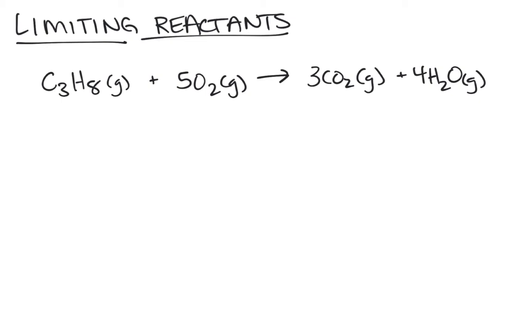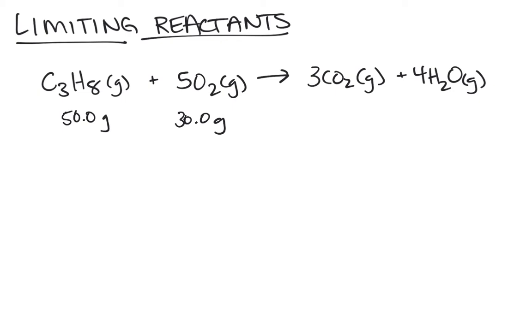So here we're considering the combustion of propane. We have propane plus oxygen is going to produce carbon dioxide and water, and here we've already balanced the equation. That's always the first thing that you want to do, is balance the equation, because that tells you the molar ratio. So if we have 50 grams of propane and 30 grams of oxygen, we want to know which will be consumed first. Is all of the propane going to be consumed or all of the oxygen?